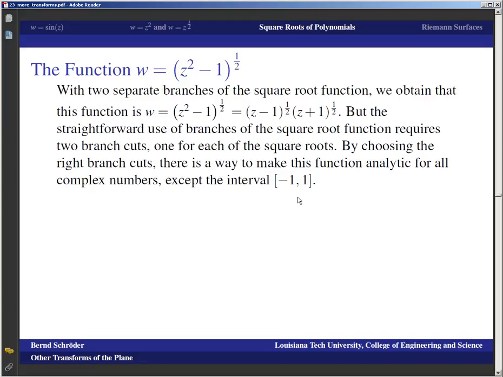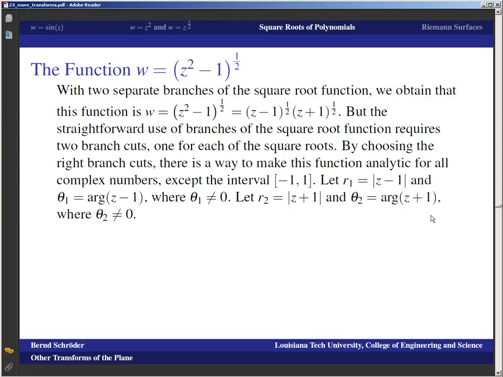And that is actually quite interesting because branch cuts always go from the branch point all the way to infinity. This thing doesn't go all the way to infinity, so we have some work to do here. Let r1 be the absolute value of z minus 1, and let theta 1 be the argument of z minus 1, where theta 1 is not equal to 0. So we're choosing a branch of the argument function where the positive x-axis is excluded. We let r2 be the absolute value of z plus 1, and theta 2 be the argument of z plus 1, also so that theta 2 is not equal to 0.